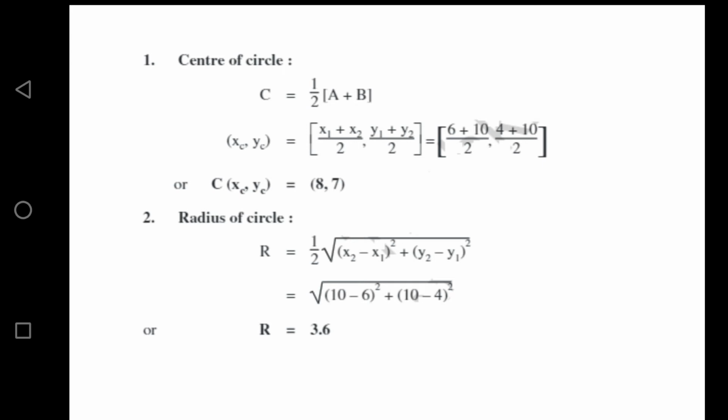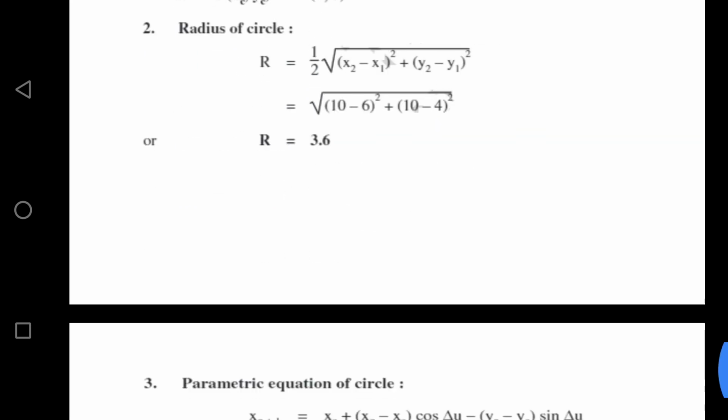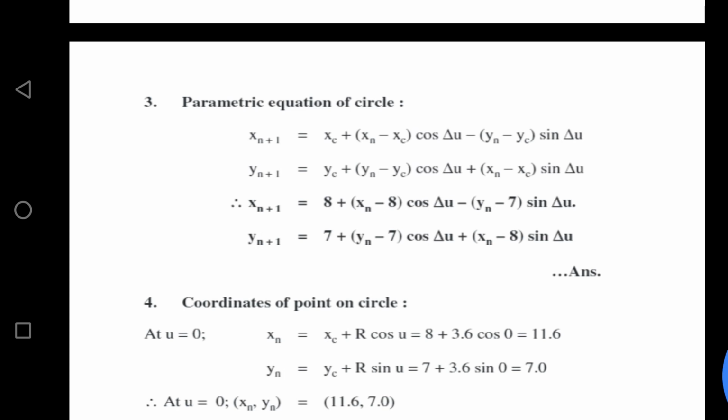The center is 8 mm away from the y-axis in the x direction and 7 mm away from the origin in the y direction. The radius of the circle equation is half of the square root of (x2 minus x1) whole square plus (y2 minus y1) whole square. If we substitute the values, we get the radius of the circle equal to 3.6 units. So we found two values, and for the third one we need the parametric equation of the circle.